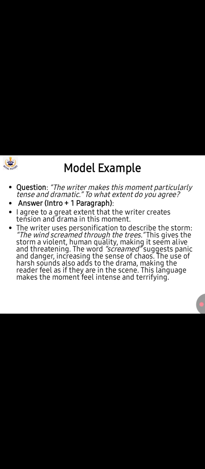Intro plus one paragraph. I agree to a great extent that the writer creates tension and drama in this moment. The writer uses personification to describe the storm. "The wind screamed through the trees." This gave the storm a violent human quality, making it seem alive and threatening. The word "scream" suggests panic and danger, increasing the sense of chaos. The use of harsh sounds also adds to the drama, making the reader feel as if they are in the scene. This language makes the moment feel intense and terrifying.